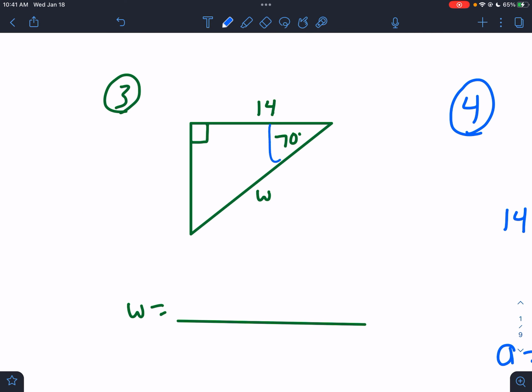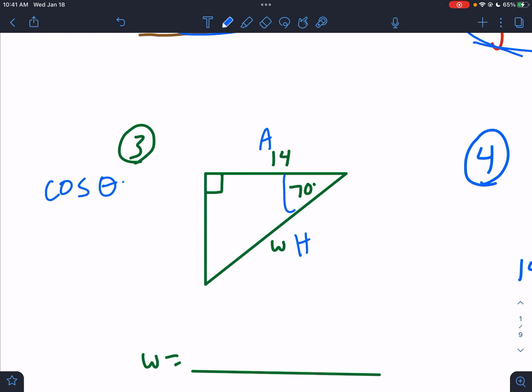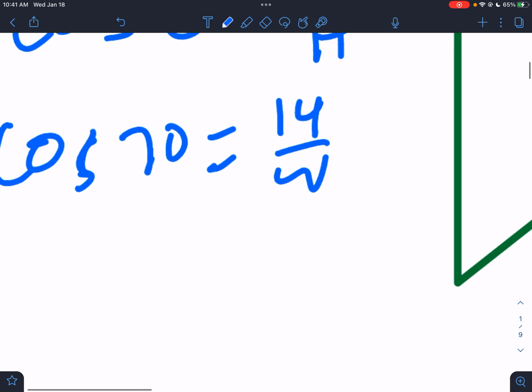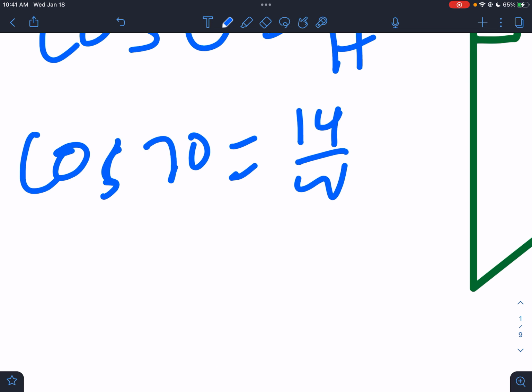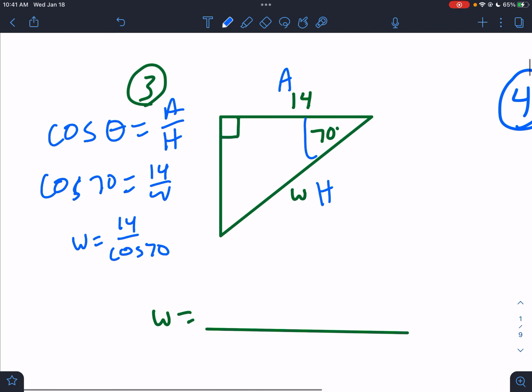All right, 70 degrees. This is the adjacent leg. This is the hypotenuse. That's the CAH part of SOH CAH TOA. So that means the cosine of theta equals adjacent over hypotenuse. That means the cosine of 70 equals 14 over w. And again, what happens here? If w is down low, they just switch places. You've got to get triggy with it. You can do all the work if you want every time, but they just switch positions. So it's 14 over the cosine of 70, and I get 40.933.